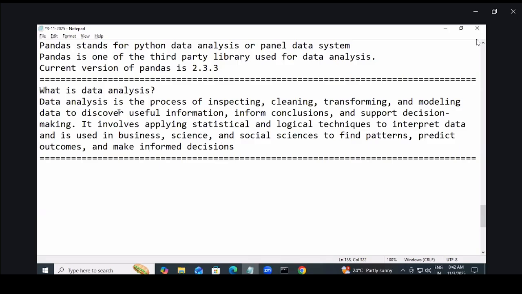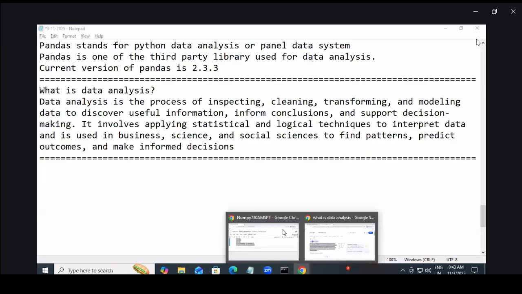For that, what do you require? Data. But the raw data cannot be used directly. The data has to be inspected first. Inspecting means you identify the data and the relationships between the data. Then next is cleaning the data, transforming the data, and modeling the data to discover useful information. That is exactly the meaning of data analysis.